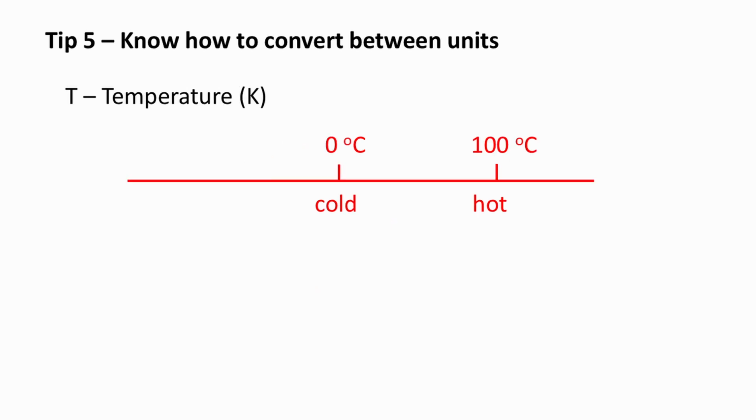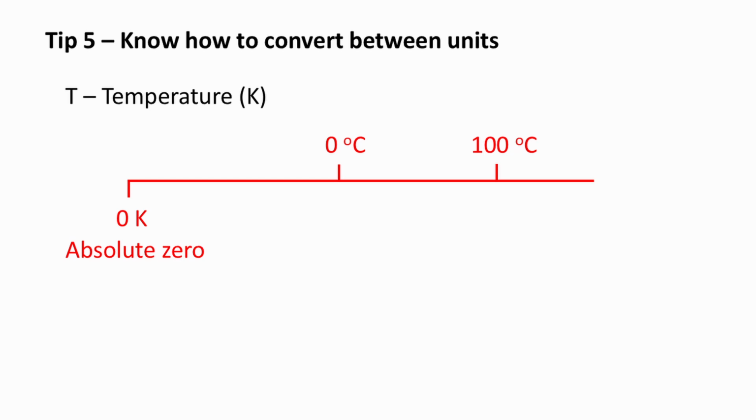Temperature will often be quoted in units of degrees Celsius in exams. This scale is based on the physical properties of water. Under standard conditions, water freezes at 0 degrees Celsius and boils at 100 degrees Celsius. We can relate to water freezing as a cold temperature and water boiling as a hot temperature. Dividing the difference between these temperatures into 100 equal parts gives the unit of the degree Celsius.